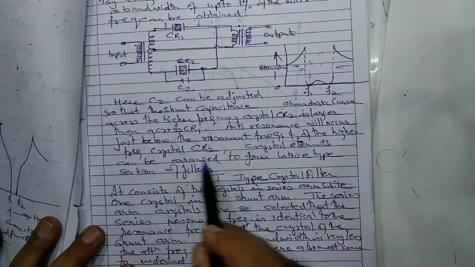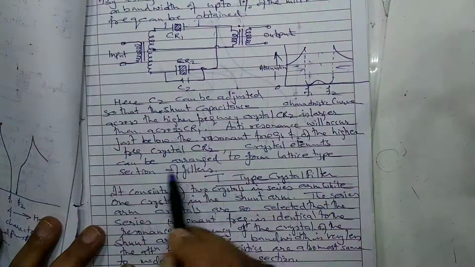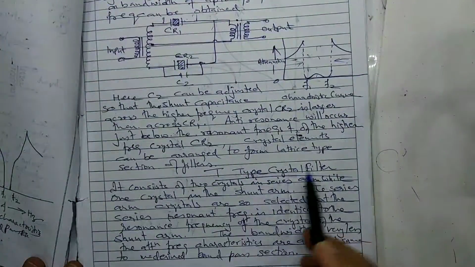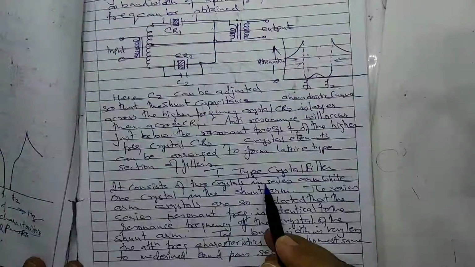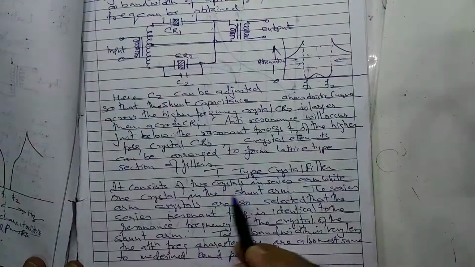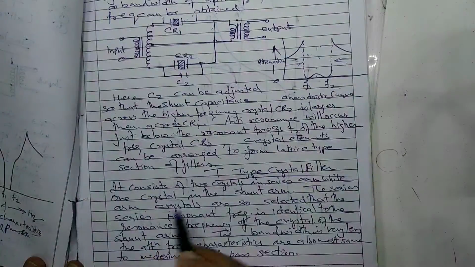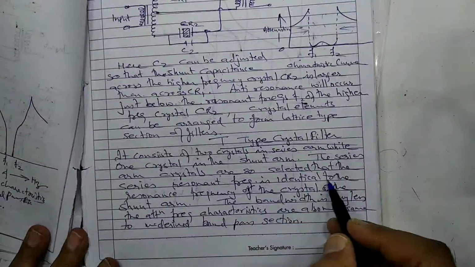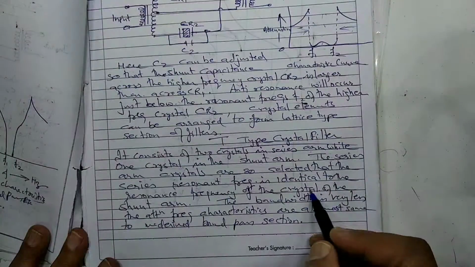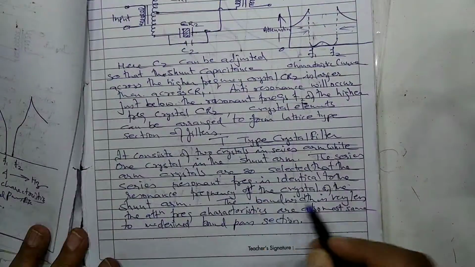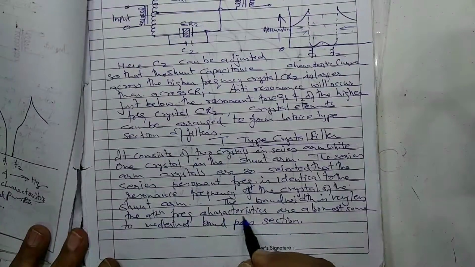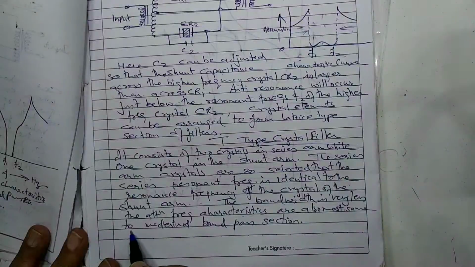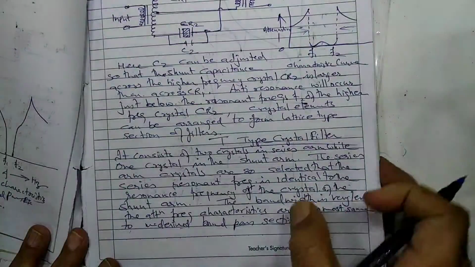Crystal elements can be arranged to form a lattice type section of the filter. Now, the T-type crystal filter. It consists of two crystals in the series arm while one crystal is in the shunt arm. The series arm crystals are so selected that the series resonant frequency is identical to the resonant frequency of the crystal of the shunt arm. The bandwidth is very small. The attenuation frequency characteristics are also almost the same as the m-derived bandpass section.